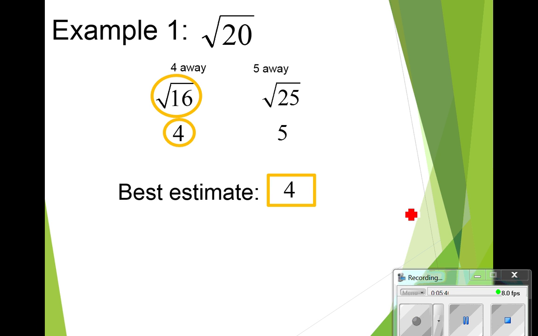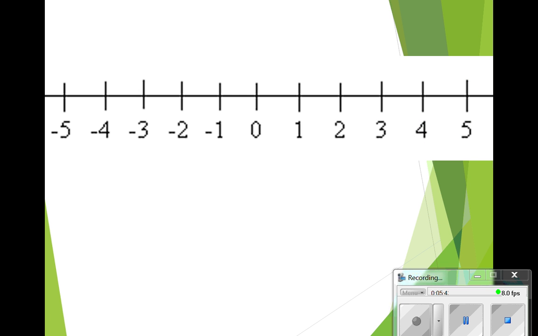Now we're going to plot this on the number line. So go back up to your number line. We know it's between 4 and 5 because we already determined that the square root of 20 would be between 4 and 5. So we know it has to be somewhere there. We know it's closer to the 4.